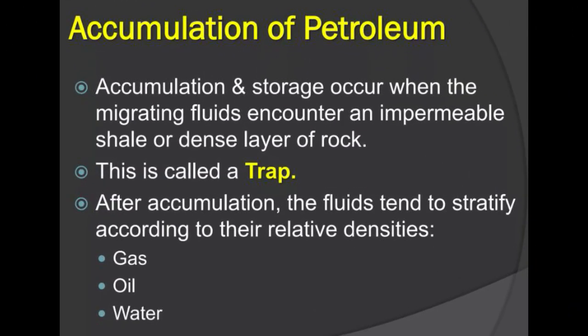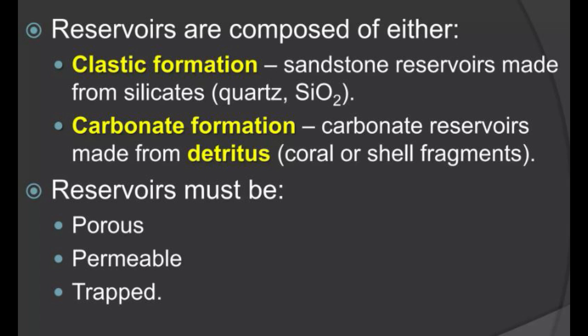Inside the trap, the fluids become naturally stratified according to their densities. Gas, being the lightest phase, occupies the upper part of the reservoir. Oil is located beneath the gas, while formation water, which has the highest density, occupies the lowest part of the reservoir. Reservoir rocks can generally be divided into clastic reservoirs and carbonate reservoirs.